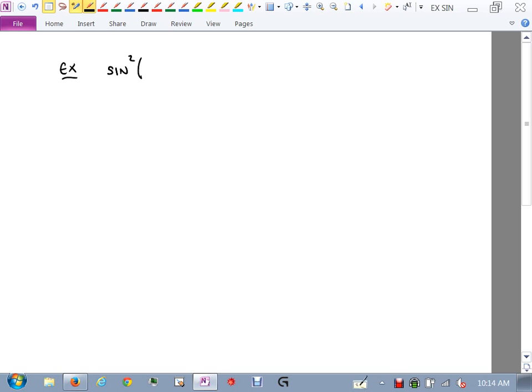Sine squared 3t minus cosine squared 3t equals 1 plus cosine 3t. That looks kind of messy, yeah?